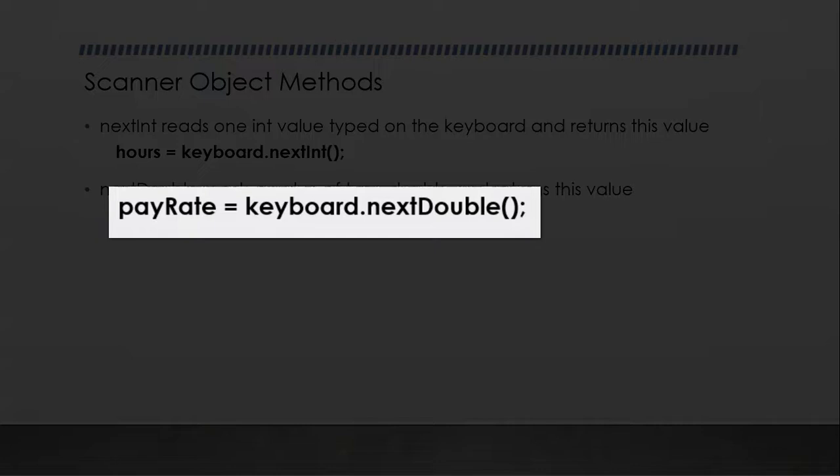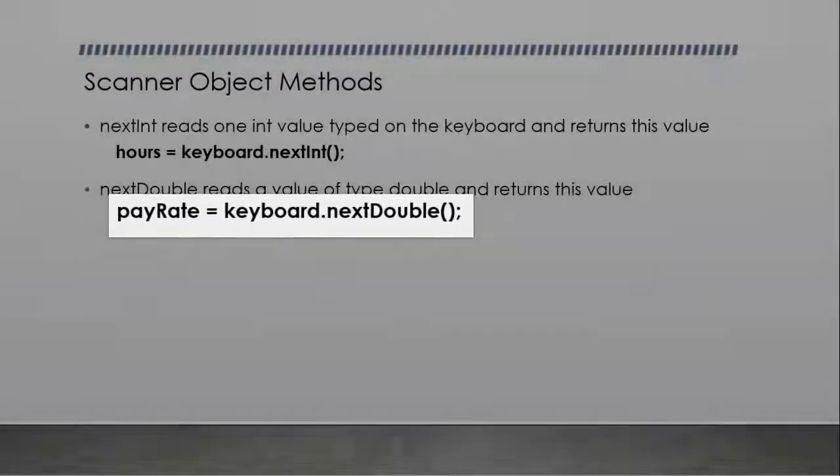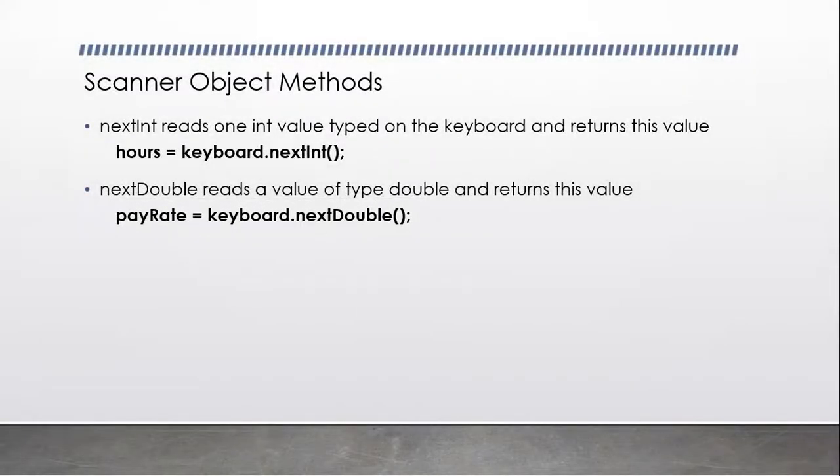nextDouble will read a double. Remember, a double is a number that may have a decimal or fractional component. For example, 5.5 is a double, whereas 5 is simply an integer. So depending upon the type of data that we are getting from the user through this input stream, we're going to use an appropriate method to take that data and make it into the appropriate data type internally within the computer, or say within our Java application. So hence payRate would be defined as a double.